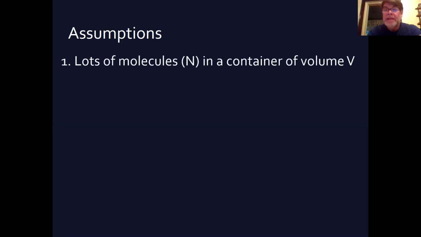So first of all, let's assume that there are lots of molecules in any container of volume V. So if you have a helium balloon, you've got lots of helium atoms in that balloon. And capital N is the symbol we're going to use for the number of molecules. Don't confuse it with the small n, which refers to the number of moles. See the previous video. Large N we're going to use for all the molecules in that container of volume V.